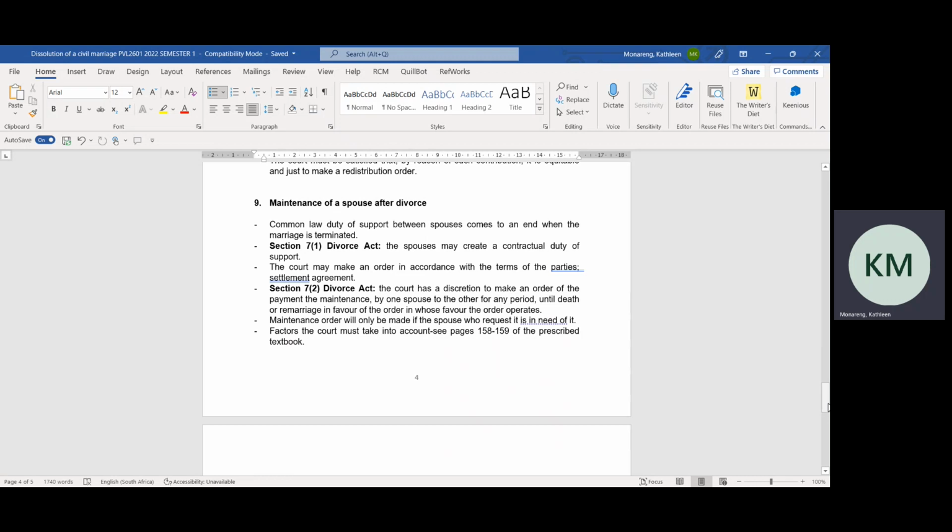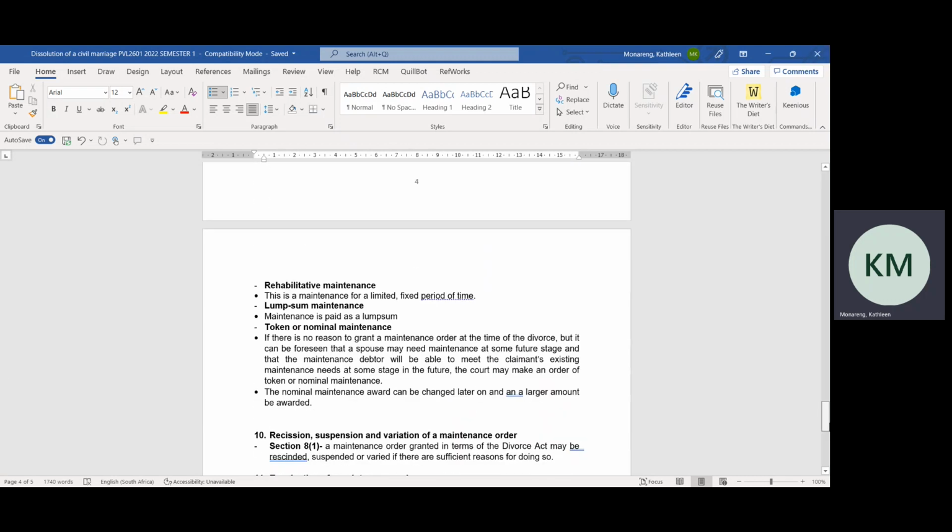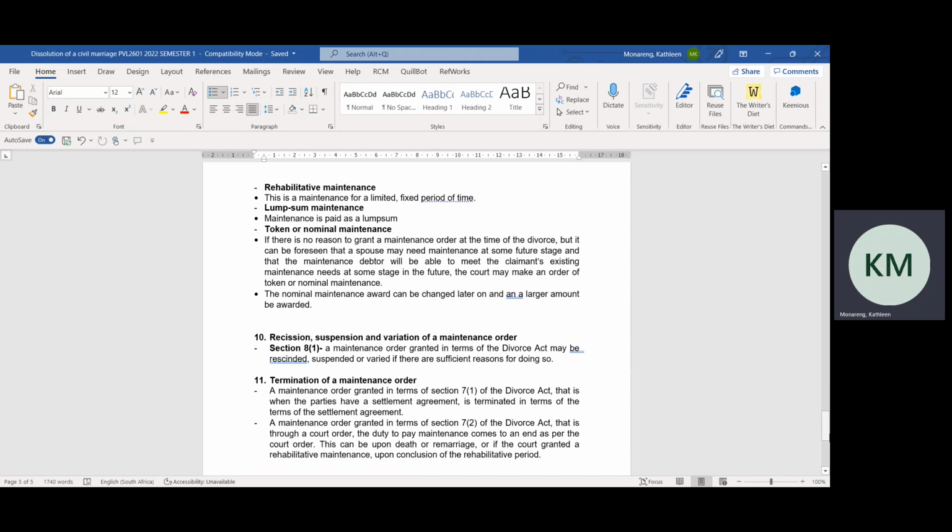And you must also know section 7 subsection 2. This is when the parties have not entered into an agreement, but the court makes an order for post-divorce maintenance. You need to know the factors that the court takes into account when they decide to order post-divorce maintenance. You also need to know the types of maintenance that the court can award through a divorce.